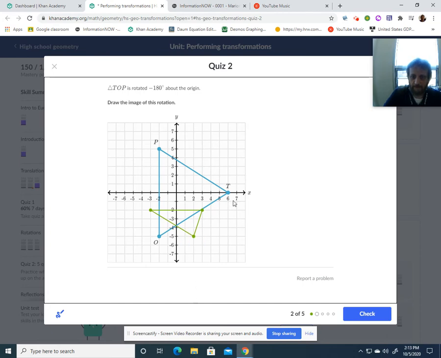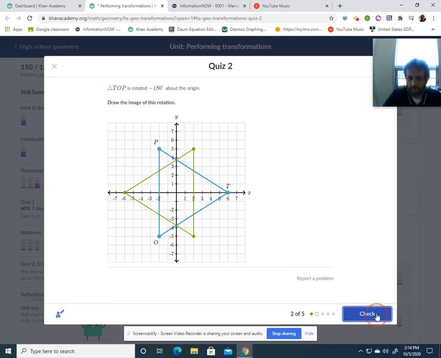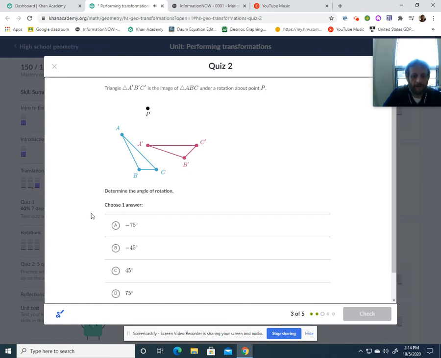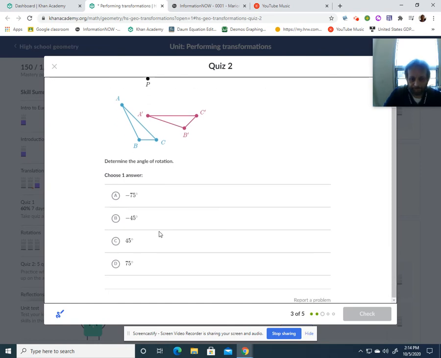right there. T, 180 degrees. So it goes to here, and then it comes over here. There's T. And now O, it's -2, -5. So when it goes this way, it's going to be -5, +2. And when it comes this way, it's going to be at +2, +5. 2 for 2.